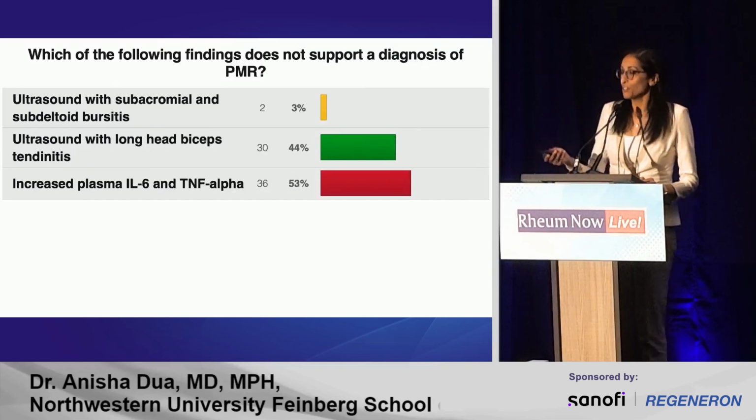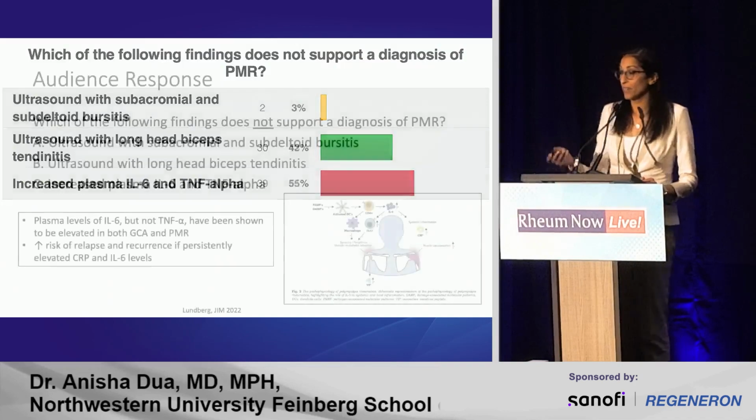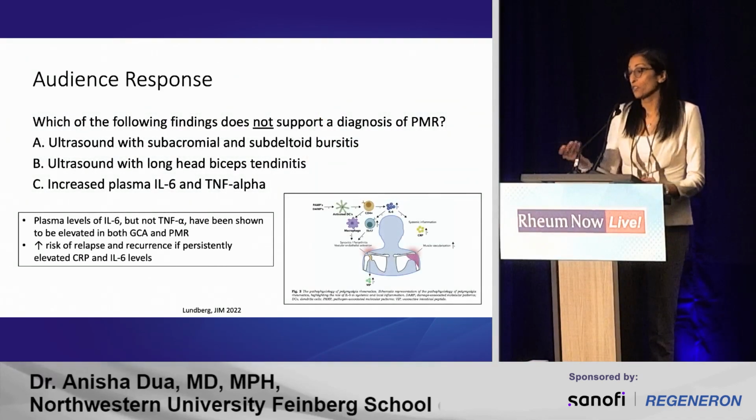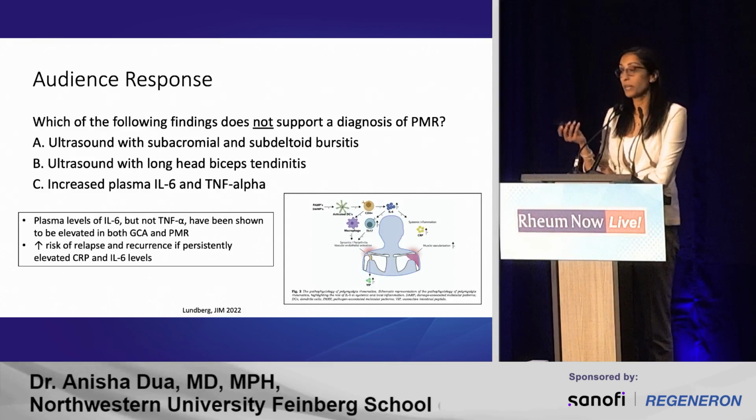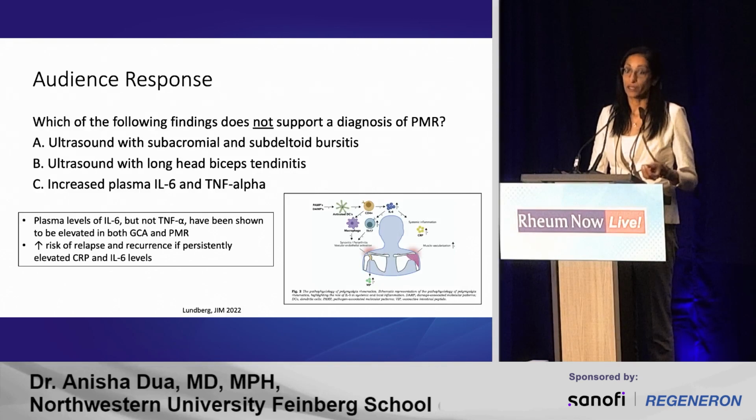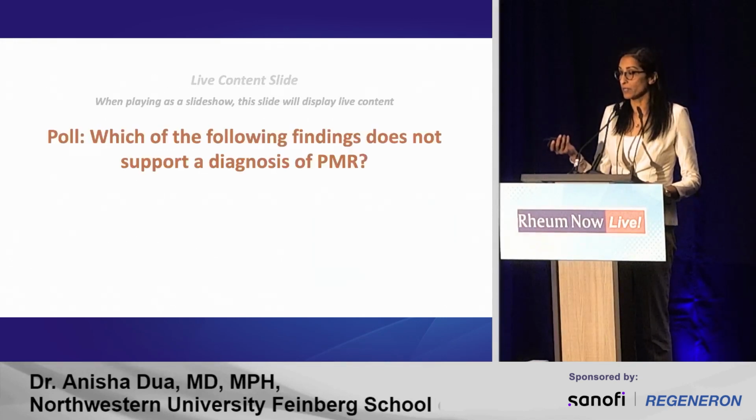All right. So I'm going to talk a little bit about ultrasound findings. And actually, so plasma levels of IL-6, I know Dr. Spear was talking about this. We know that there's elevated levels of IL-6, not as consistently TNF-alpha, in both GCA and PMR. And we know that there's an increased risk of relapse and recurrence if you have persistently elevated CRP and IL-6 levels. Now, I don't personally check IL-6 levels consistently in these patients. I have a couple who are insistent on it. But we do know that IL-6 is really important in the pathophysiology of these diseases.